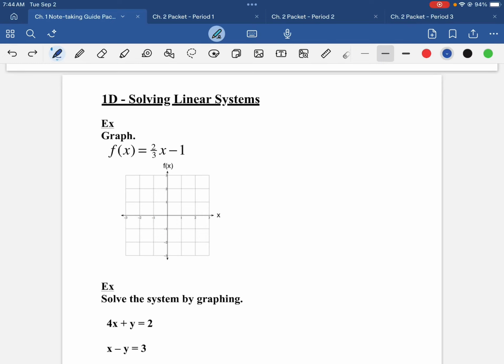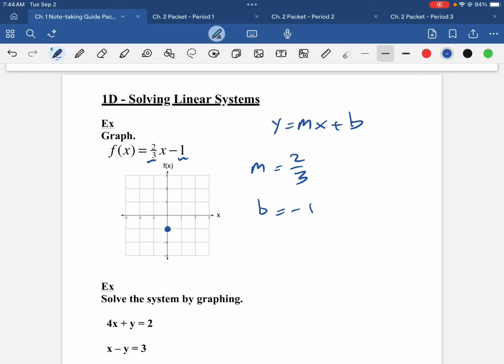1D, solving linear systems. So before we get to systems, let's just graph a line that's in slope-intercept form. So this one is already in this format. So I'm going to need to know the slope and the y-intercept. So here my slope is 2/3 and my y-intercept is -1. So I'm going to start with the y-intercept, -1. So that's where my line crosses the y-axis right there.